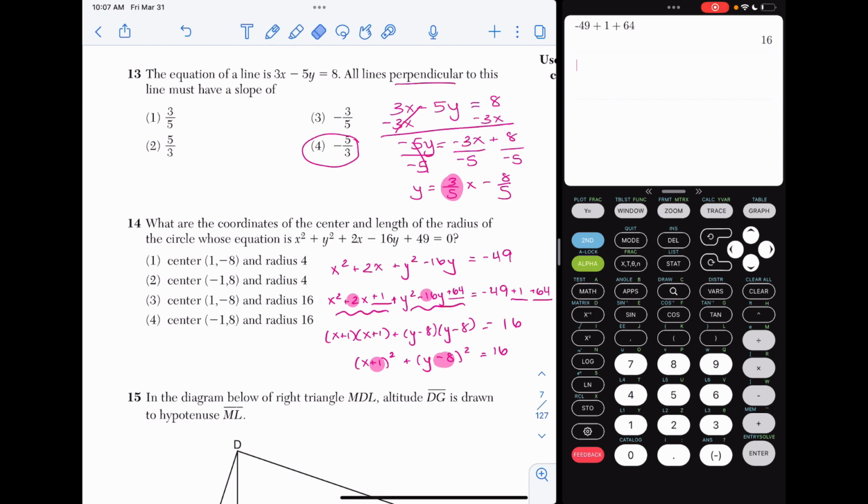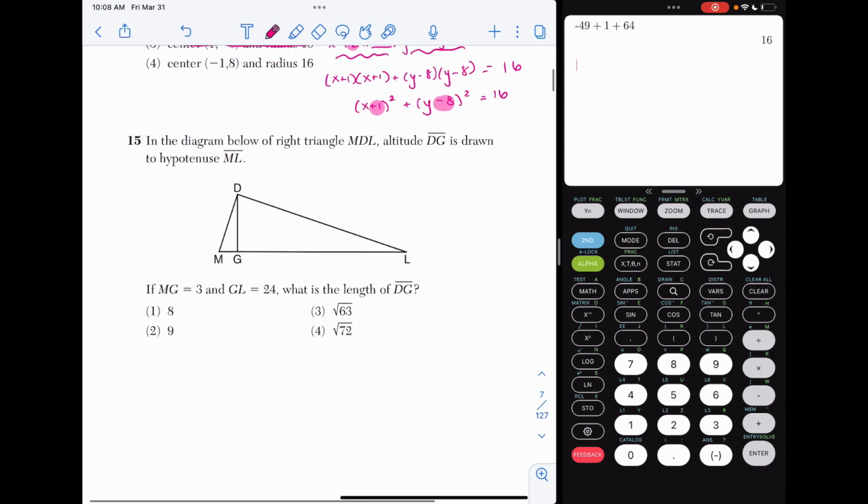Take the opposite. So since that's +1, -8, I want the answer that has -1 and +8. So I know now that choice 1 is wrong, and I know that choice 3 is wrong. I need -1, +8. To get the radius, I take the square root of the number at the end. So 16, the square root of that is 4, and that gives me choice 2 as my answer.